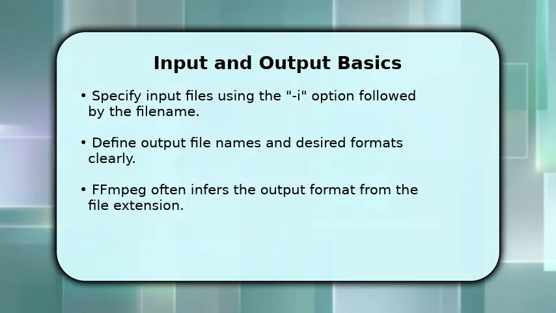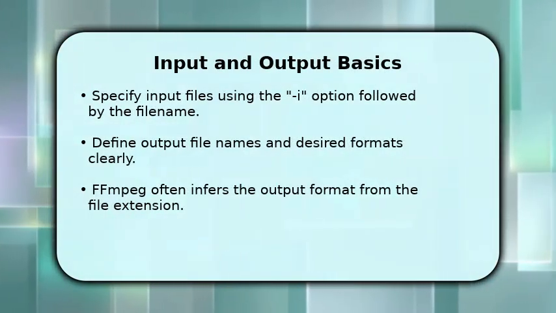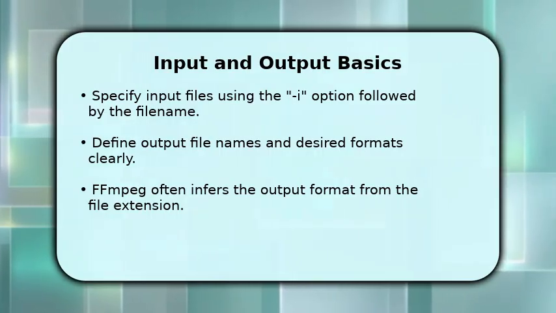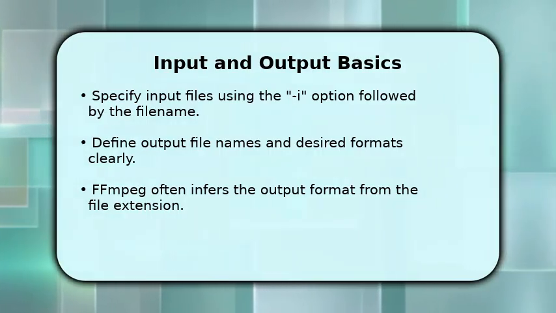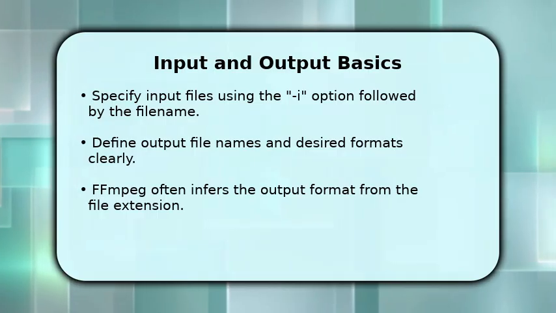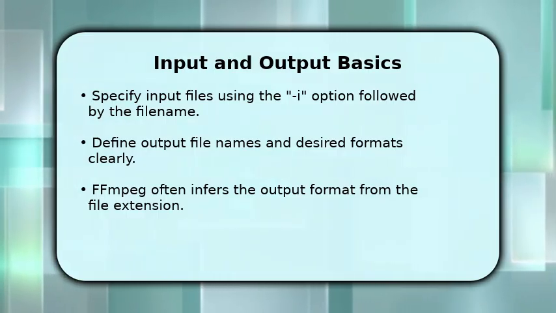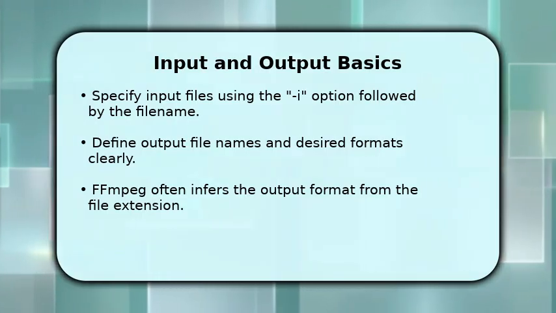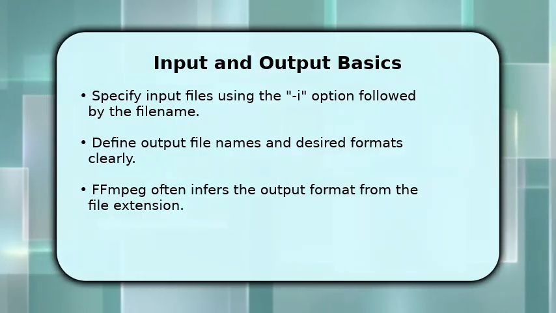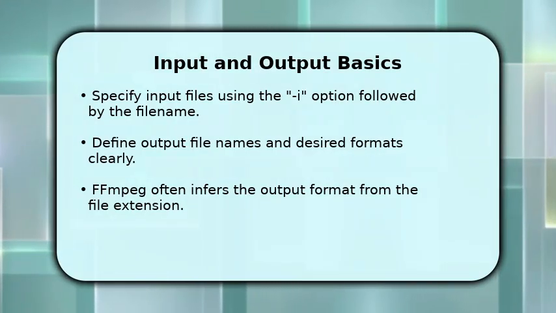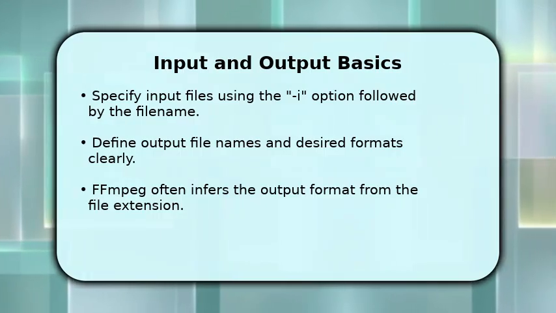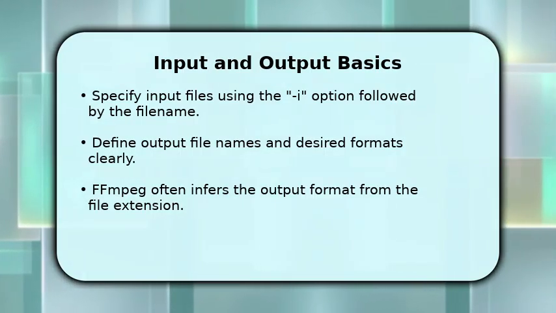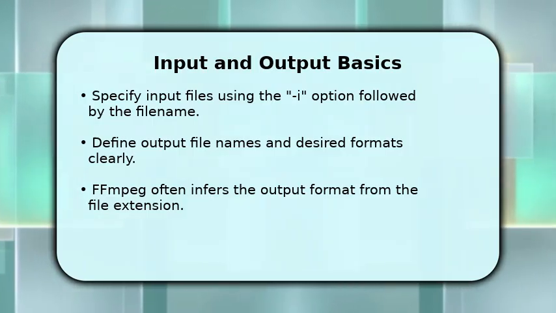To begin, you need to tell FFmpeg which file to work with. You do this by using the -i option, followed by the name of your input file. For example, ffmpeg -i input.mp4. Then you specify the name of your output file, like output.avi. FFmpeg is smart. It usually figures out the output format based on the file extension you provide. Remember to always check your new file to ensure it meets your expectations.